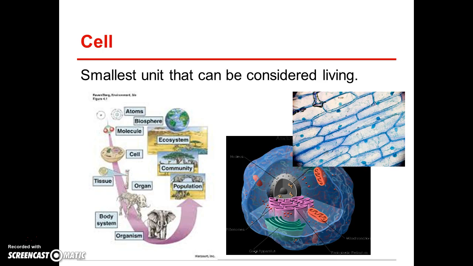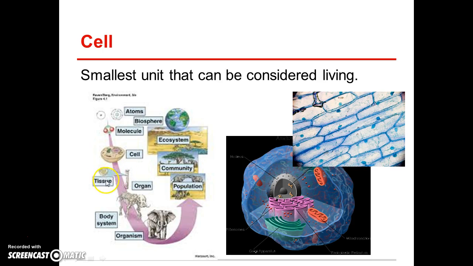So what is a cell? A cell is the smallest unit that can actually be considered living. If we look here at the schematic of levels of organization, you learned this already. We have atoms. Atoms make up molecules, so this would be the macromolecules that we studied last unit. Then we have these tiny little organelles that are part of the cell. Okay, so we are at this level.